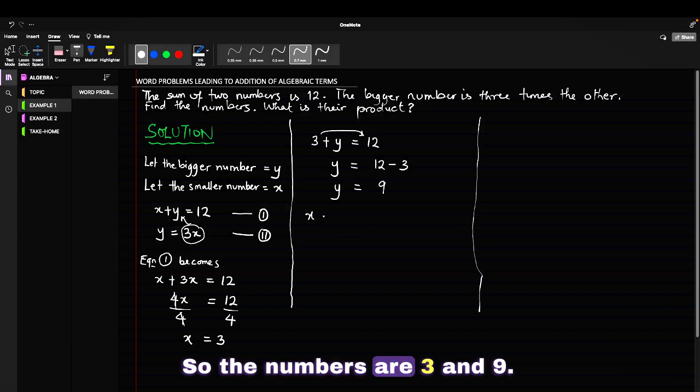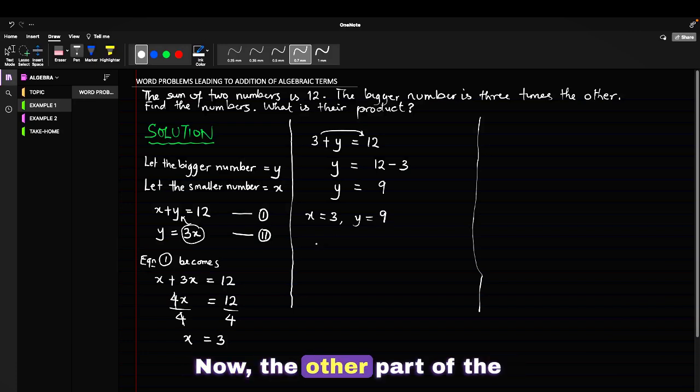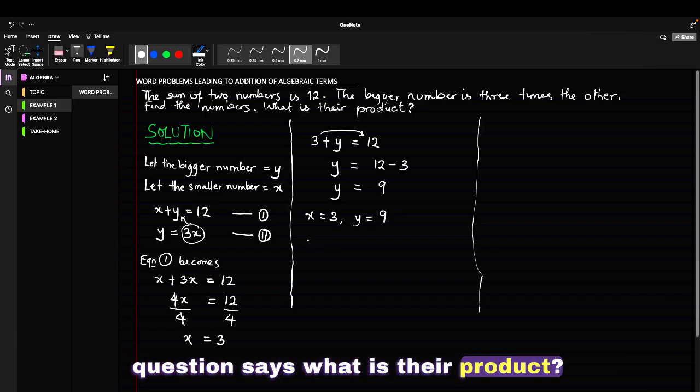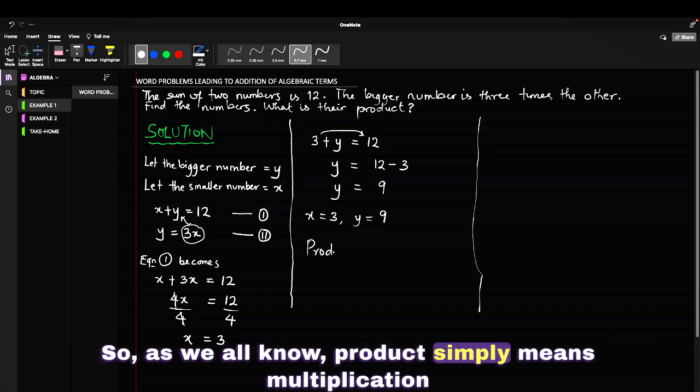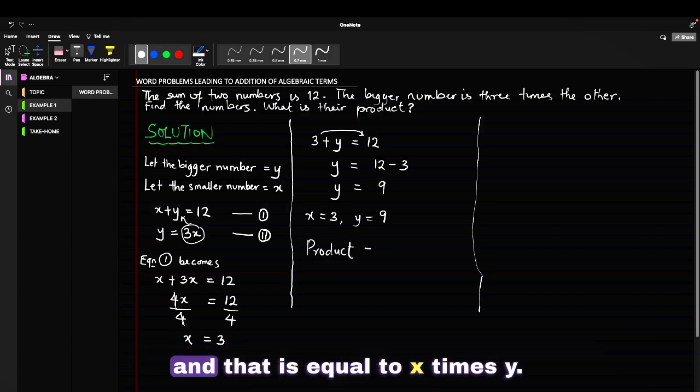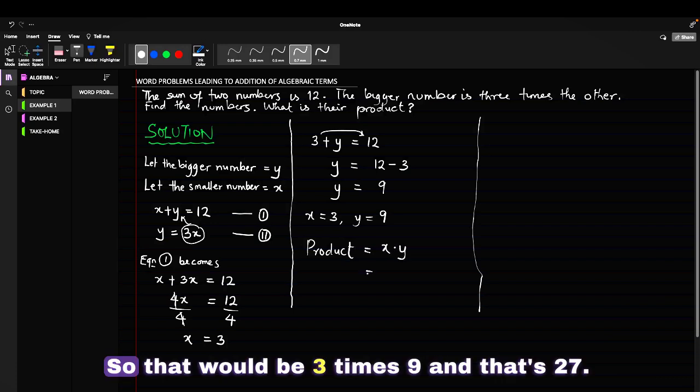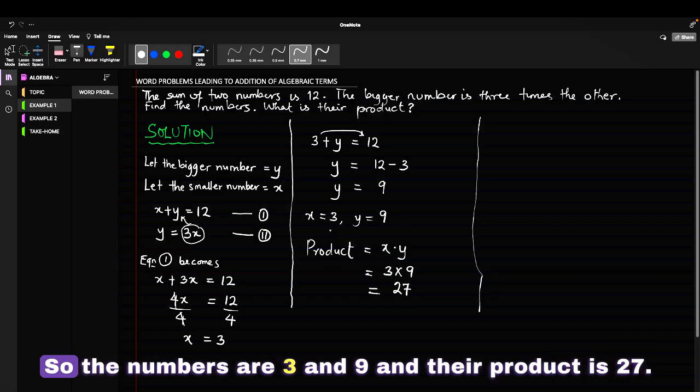So the numbers are 3 and 9. Now the other part of the question says, what is their product? As we all know, product simply means multiplication, and that is equal to x times y. So that would be 3 times 9, and that's 27. So the numbers are 3 and 9, and their product is 27.